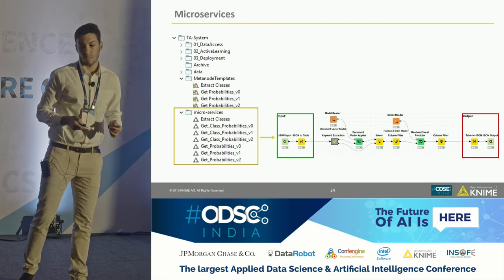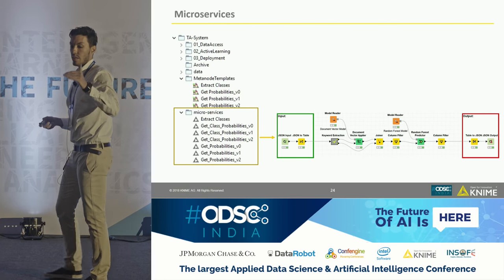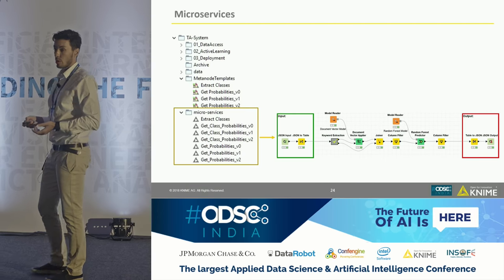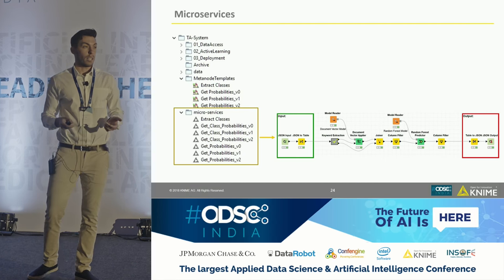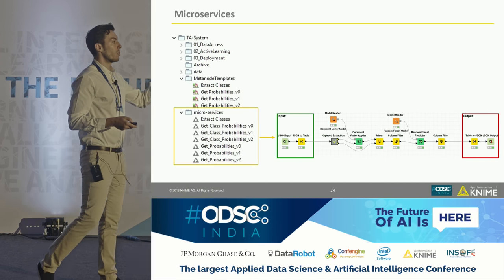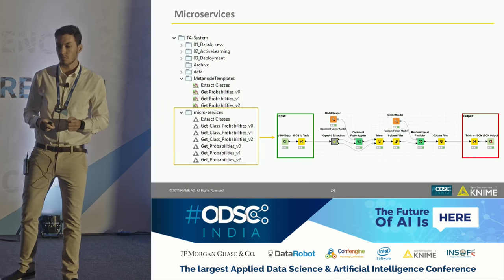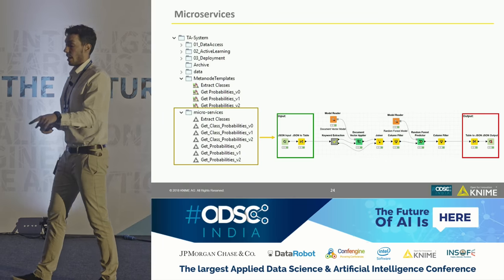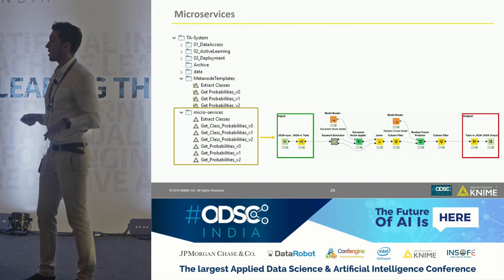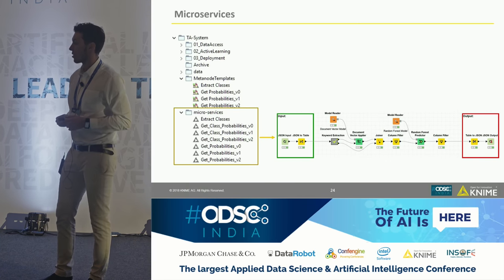So in the end, what we ended up with was a number of workflows and a number of microservices that were called throughout this core remote workflow node. And as you can see here in this slide, we have an example of a microservice.